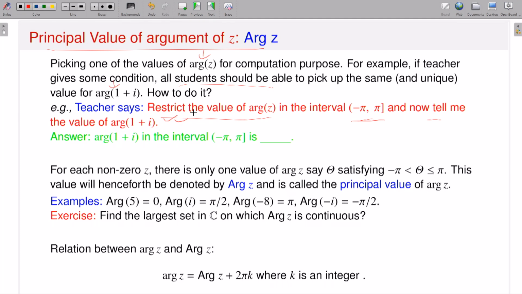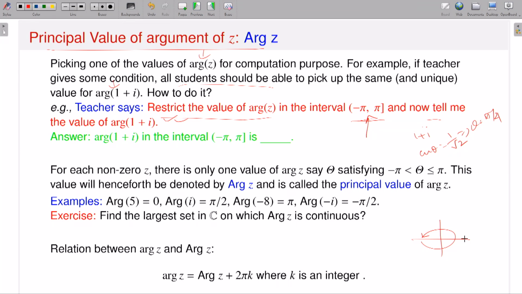Like in my last lecture, I calculated the argument of 1 plus i. In the trigonometric form, cosine of theta is x by r, where x is 1 and r is square root of 2, and that gives you theta equal to pi by 4. And pi by 4 lies in the interval minus pi to pi, so pi by 4 is sitting inside.